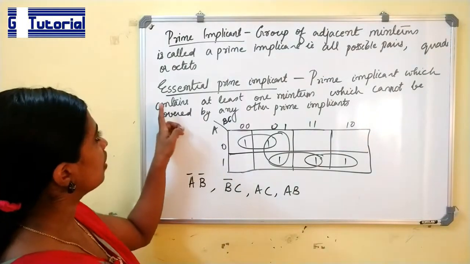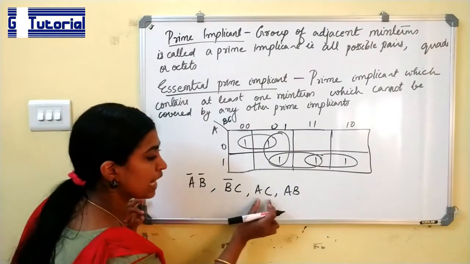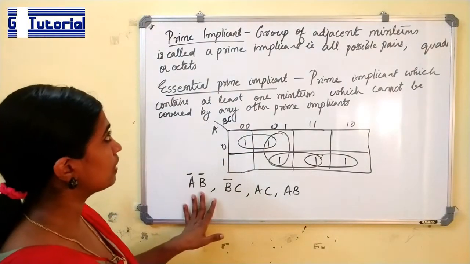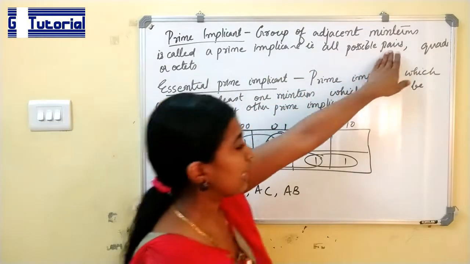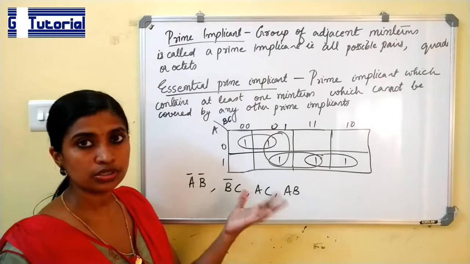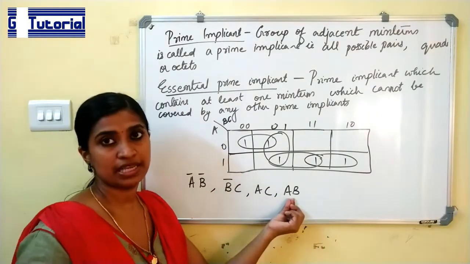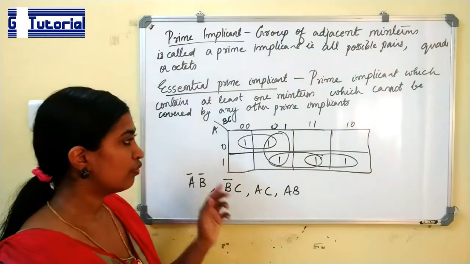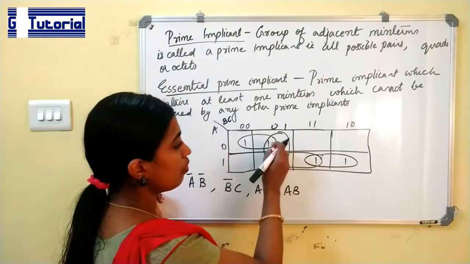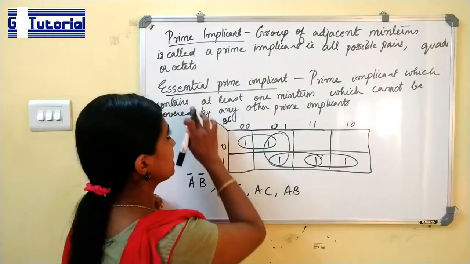And what is meant by prime implicant: these are the prime implicants that are possible. The possible combination of pairs or quads or octets is called a prime implicant. Here there is no octet or quad, so we are considering pairs. Each of these is called a prime implicant. And the one which does not form a part in another pair is called an essential prime implicant.